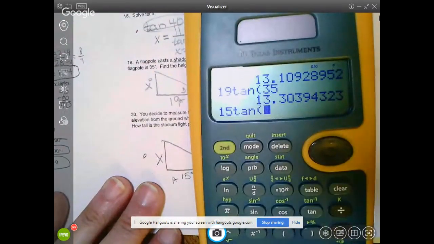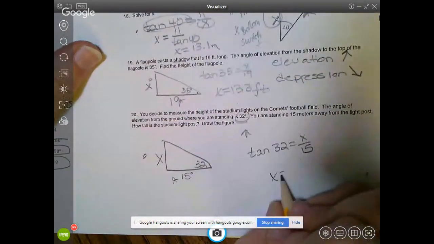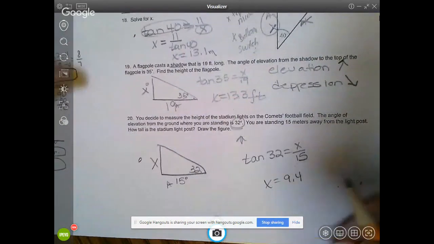15 tan 32. Remember, the reason why we put the number in first is so we don't have to worry about parentheses. 9.4 meters. Flip page.